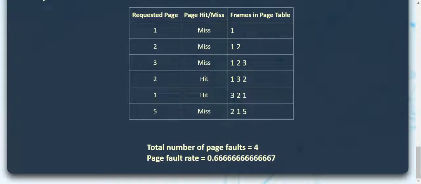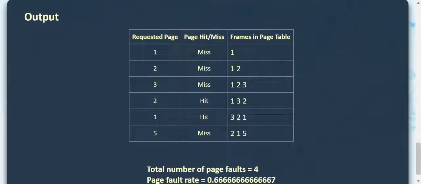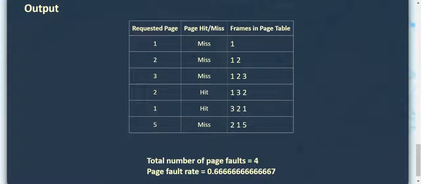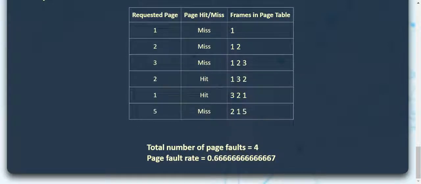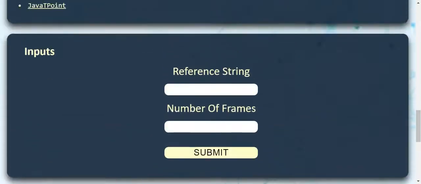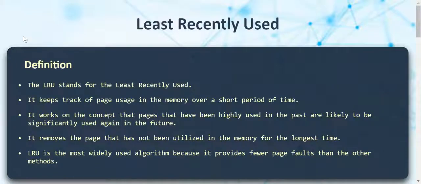Now when the request for 5 comes up, it is not present in the page table and we must swap out one page. Here we have used 1 very recently, 2 very recently, and 3 is the page used farthest in the past, so it will be replaced by 5, and we see here that 3 is replaced by 5. And total number of page faults in this case was found to be 4, and page fault rate was 0.67. Now let's move on to the next algorithm.